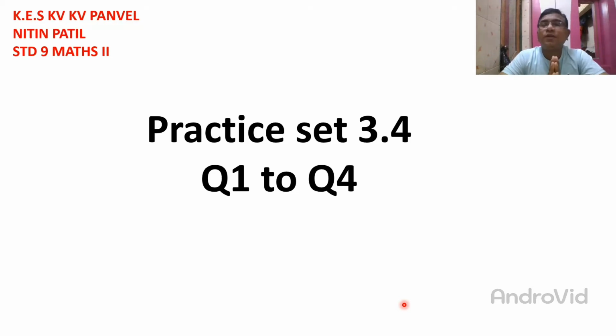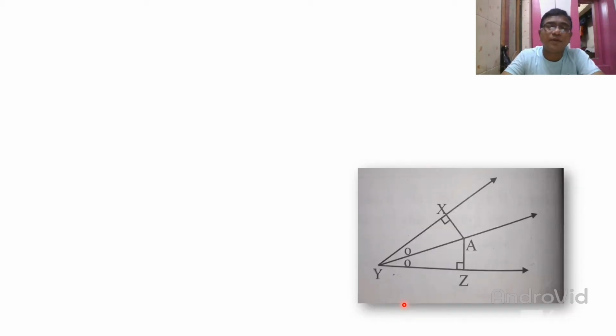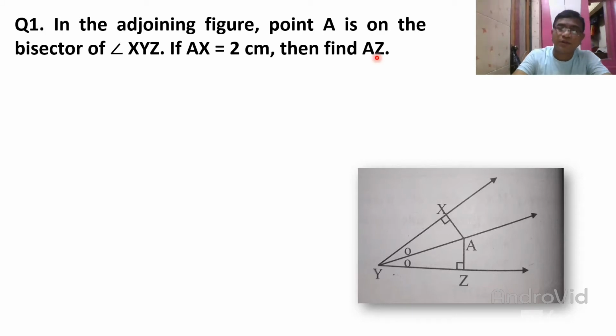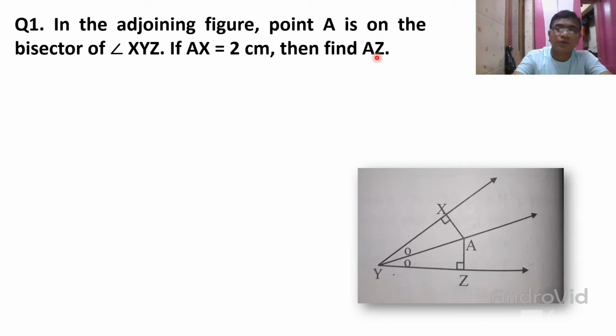Students, today we are going to start practice set 3.4. In practice set 3.4, we are going to start the first problem. In the adjoining figure, point A is on the bisector of angle XYZ. If AX is equal to 2 centimeters, then find AZ.